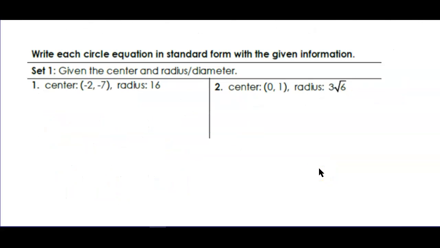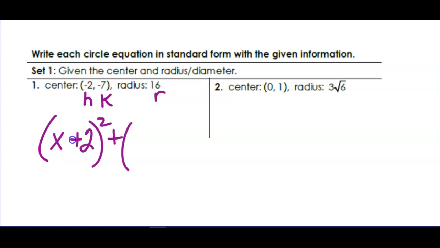All right. Now we are supposed to write the equation of a circle in standard form, which is the form we've been using. You don't have to do anything crazy with it. So you're just going to put in h and k and r, and you're going to have x minus -2 or plus 2 squared, y minus -7 or plus 7 squared equals the radius squared, which I believe is 256. 16 squared. Yep. Okay.